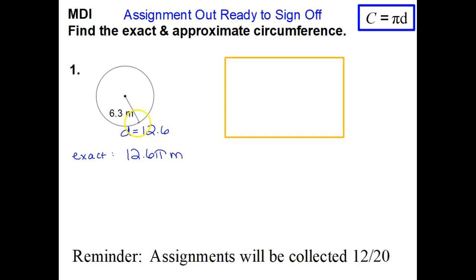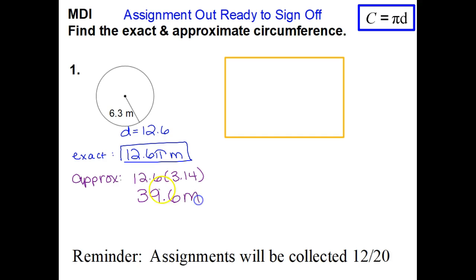Since circumference is just the distance around the outside edge of the circle, it's one-dimensional, so we don't square it or cube it or anything. We just leave our label as meters. The approximate, remember, takes out the pi and puts in 3.14. So we take 12.6 times 3.14, and we get 39.56, which I'm going to round to 39.6. And again, we're just going to put meters for our label.